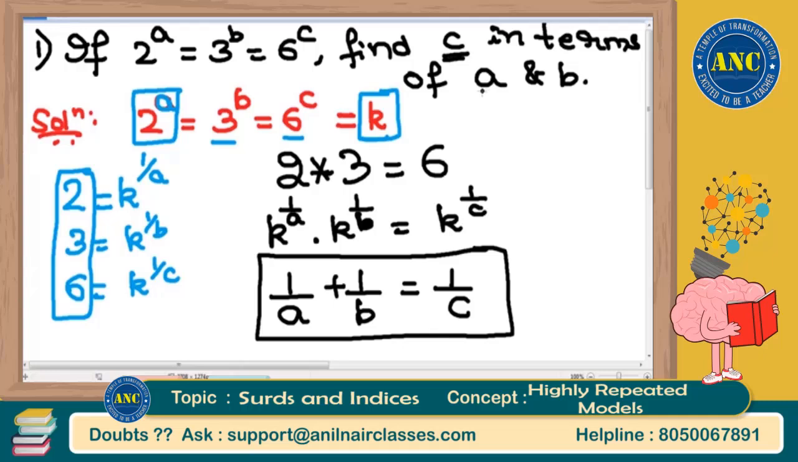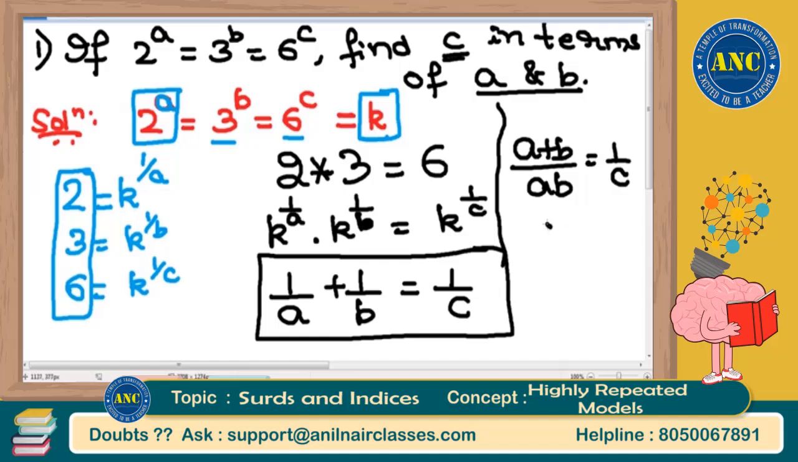Find C in terms of A and B. If I take the LCM, it becomes A plus B divided by AB is equal to 1 by C. C will be equal to AB divided by A plus B. Right? C will be equal to AB divided by A plus B.